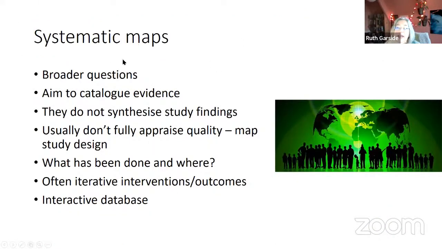So just quickly then about systematic maps. Systematic maps tend to ask broader questions than reviews and aim to catalogue the evidence that's out there on a particular topic. They usually don't fully quality appraise the studies included, but they might map study designs used to answer the questions. They look at what has been done and where it's been done, and may have iterative intervention and outcome patterns. One of the outputs of this is an interactive database where people can search on particular topics, locations, study designs, or outcomes. So people can use this as a kind of personal library catalogue, if you like, of all the studies that have been done on a broad topic area.